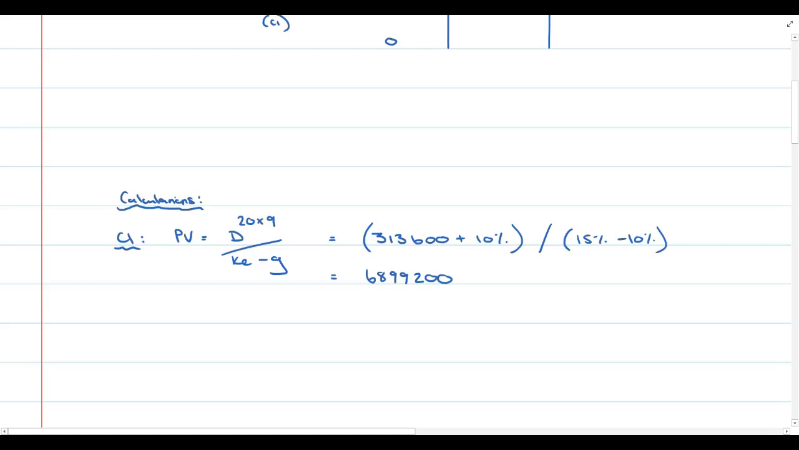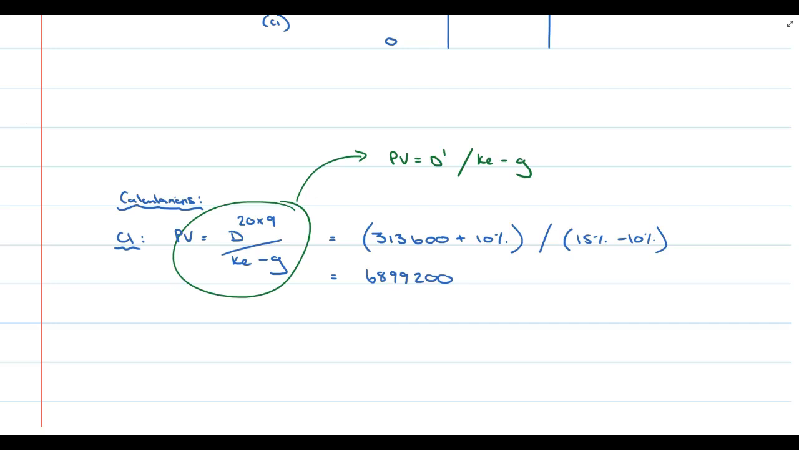Now, what do we do with everything that we've calculated over here? What is the logic behind this calculation? Remember, the formula is always D1 divided by the cost of equity less growth. And D1 is always the future expected dividend. D0 would be the current dividend.